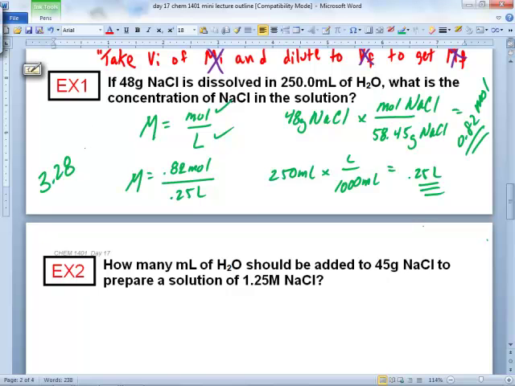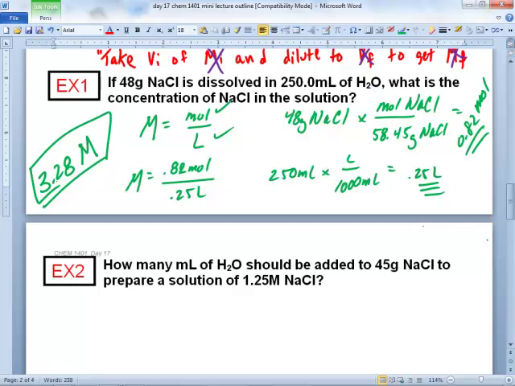And for molarity, you just write big M. So when they ask for concentration, you're after big M. Good deal. Does that make sense? Okay.